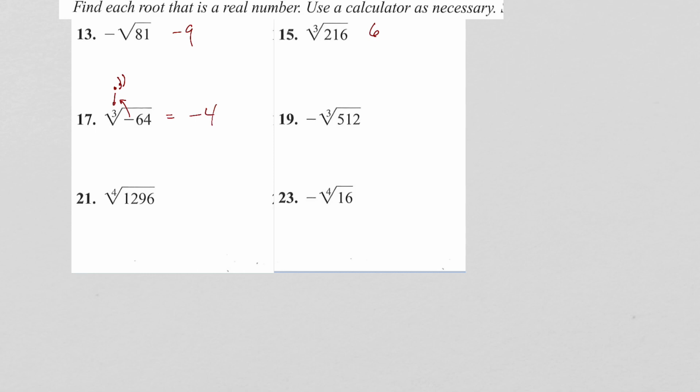Here we're gonna cube root 512, that's 8, and then we'll tack on the negative. Okay, you can just use a calculator, but the fourth root of 1296 is 6. That's because 6 to the fourth power is 1296. So this is just 6. Now we're going to fourth root the 16 to get 2, but then we got to tack on that negative. So it's negative 2.